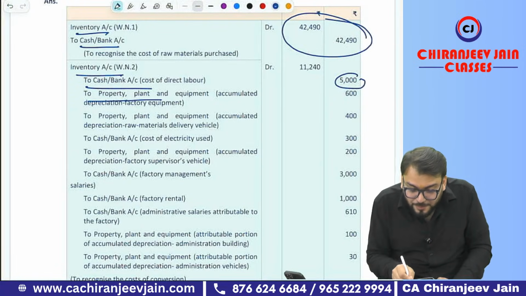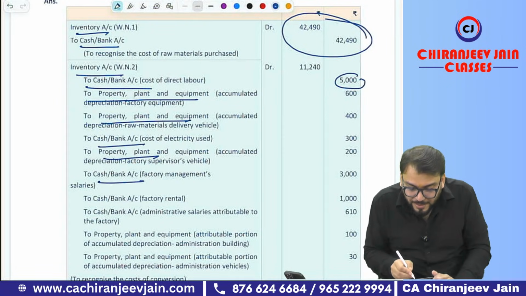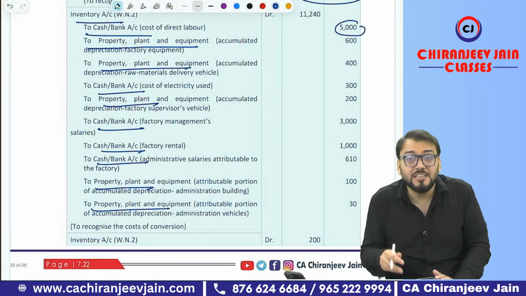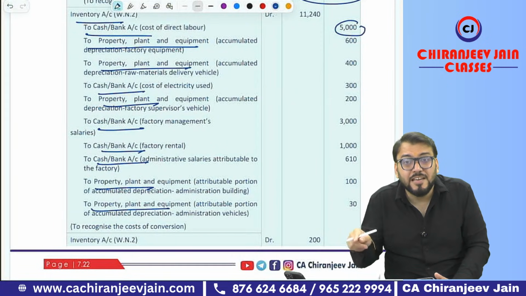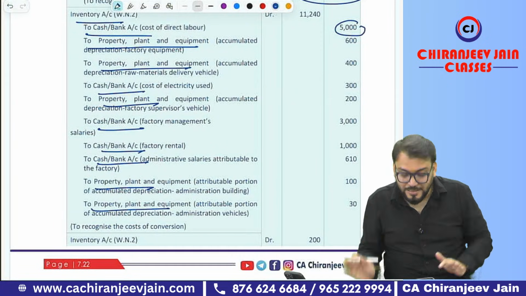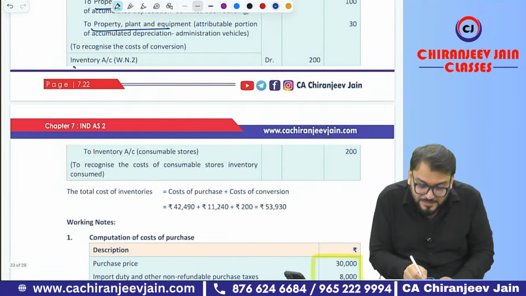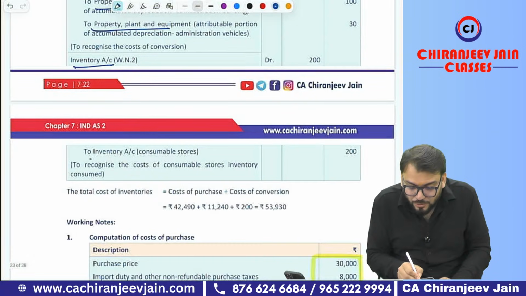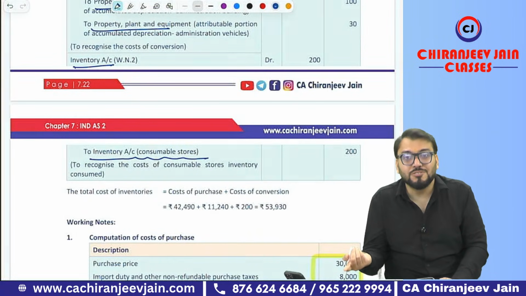The inventory account debit to PP, cash and bank. This is related to the payment whatever has been done in cash and the payment whatever is related to depreciation. Understood? Correct. And then one last journal entry that is about indirect material, that is consumable store. So inventory account debit to inventory of consumable stores.